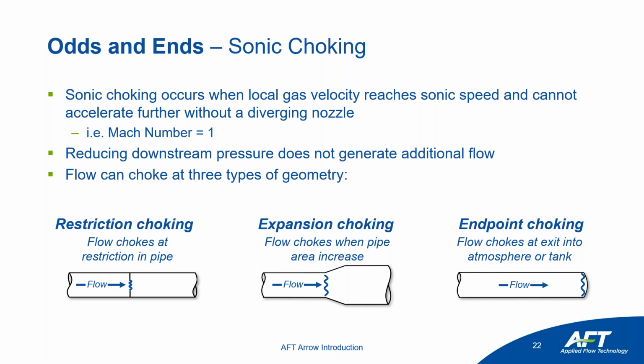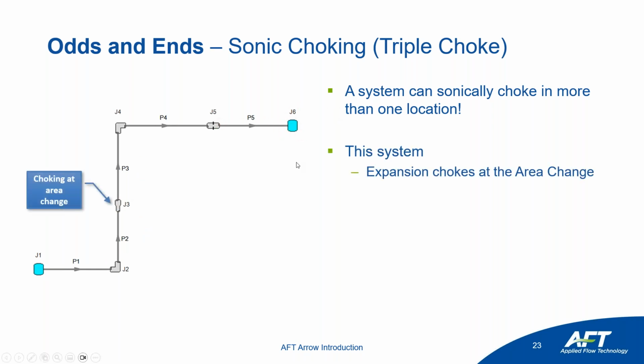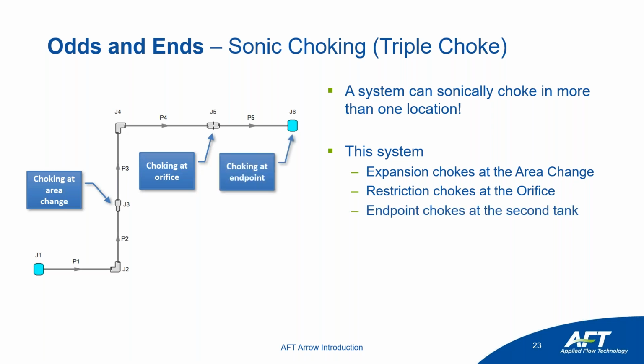This more so touches on some of the things you want to be aware of as you're getting started in compressible flow analysis. Note that sonic choking can also occur in multiple places in the same system. So here, if we have a tank going to an area change through an orifice and then going to this discharge tank, we can see 3 different types of choking. We can see expansion choking at the area change where the area has increased, choking at our orifice, kind of what engineers expect, restriction choking, and then also choking at the endpoint.